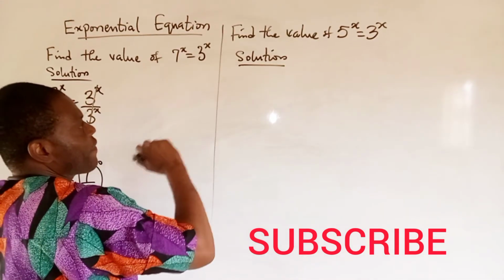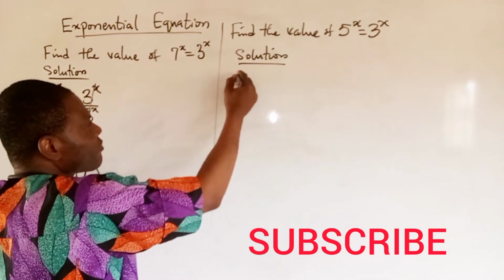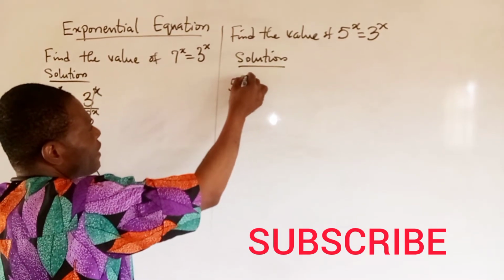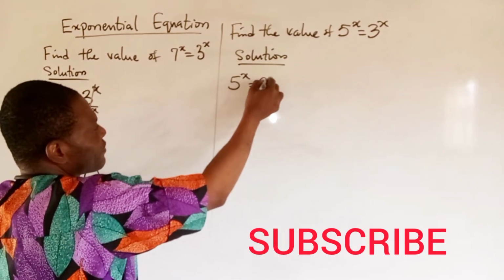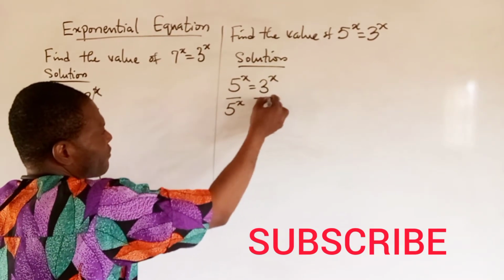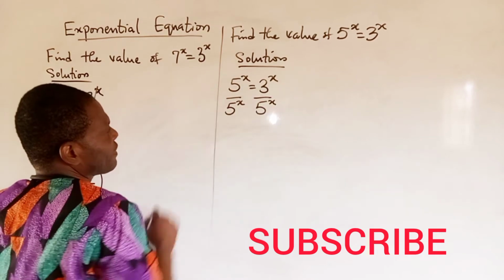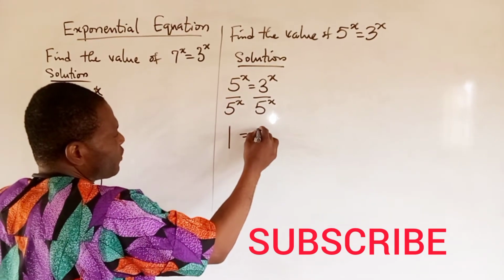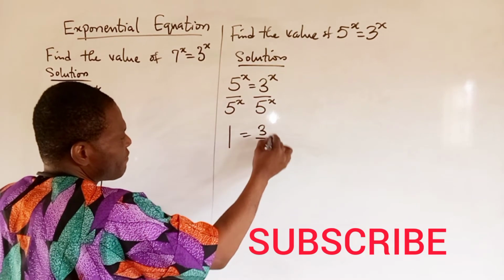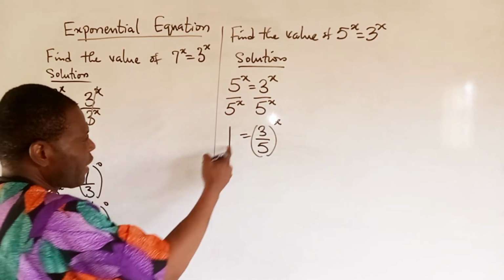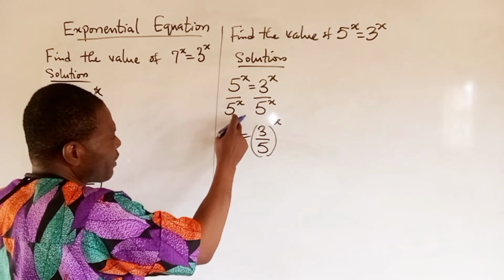For the solution, I can divide both sides by 5 raised to power x. So this will give me 1 equals 3 divided by 5 raised to power x. Using the law of indices, anything raised to power 0 is 1.